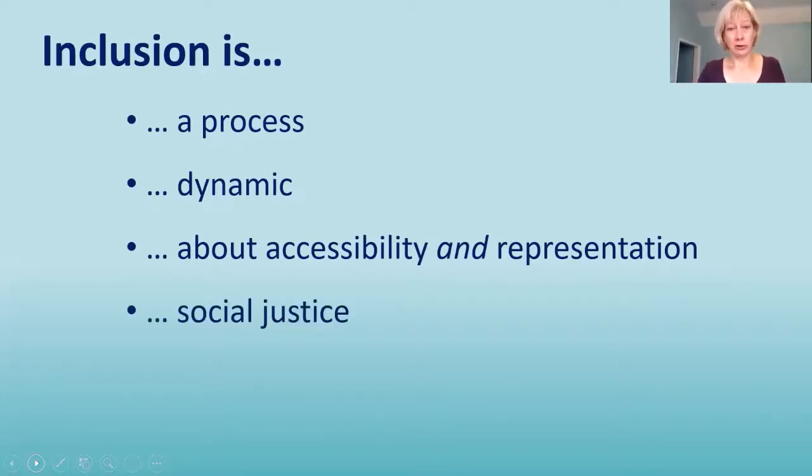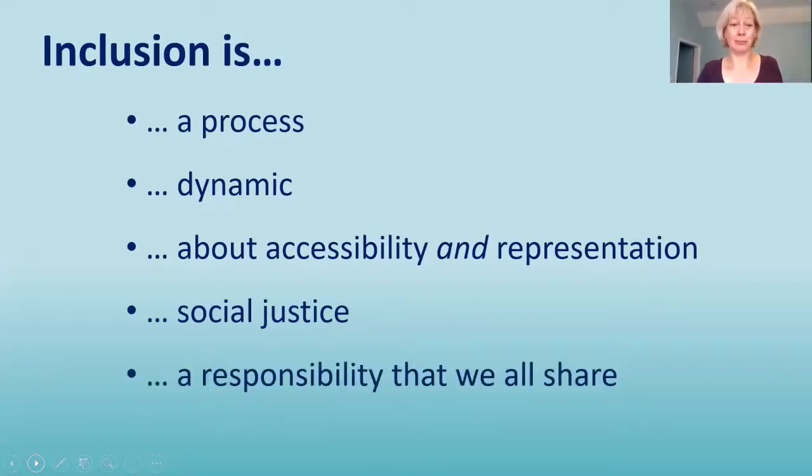Inclusion is about social justice. It's about giving everybody the same opportunities. And some people might need more support to access those opportunities. And most of all, inclusion is a responsibility that we all share. Now, those of you who have signed up for the conference today, obviously you feel that sense of responsibility. And I do very often find myself talking to teachers who feel the same as me, that inclusive teaching is something that we all need to do.